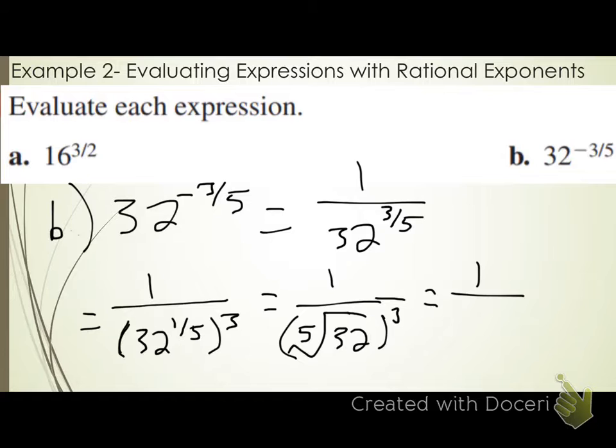So I'm asking myself what number times itself, times itself, times itself, times itself gives me 32. That number is 2. And now I can raise that number to the third power. So 2 to the third would be 2 times 2 times 2, which would give me 8. So my answer for letter B is 1 over 8. So once again, I want you doing those without a calculator on your assignment.